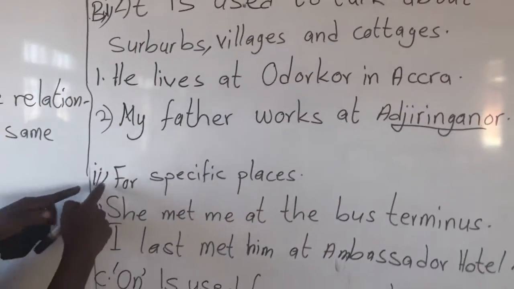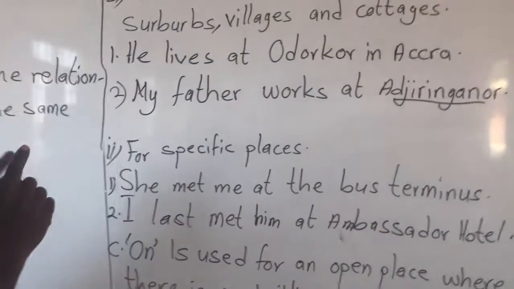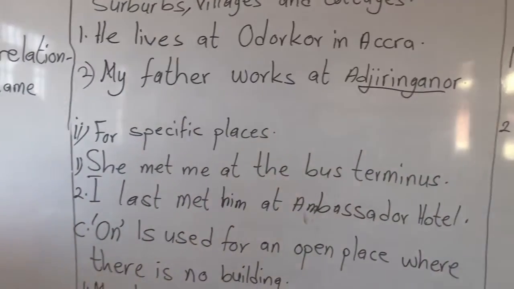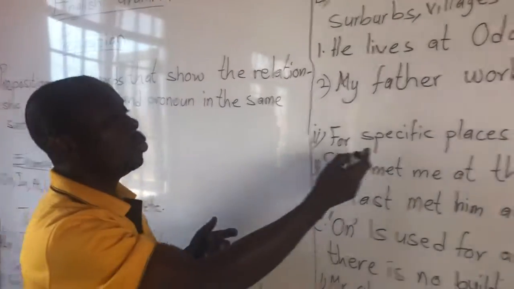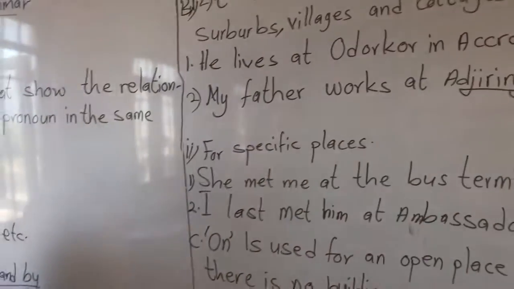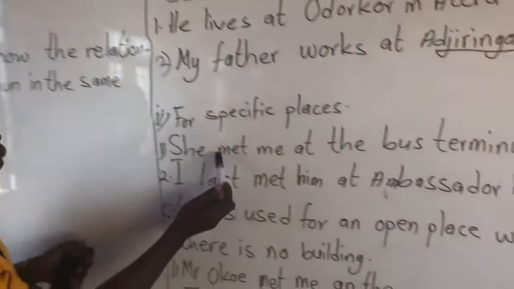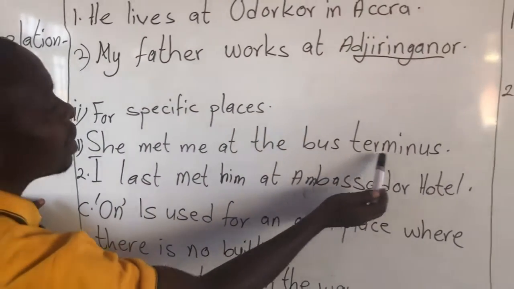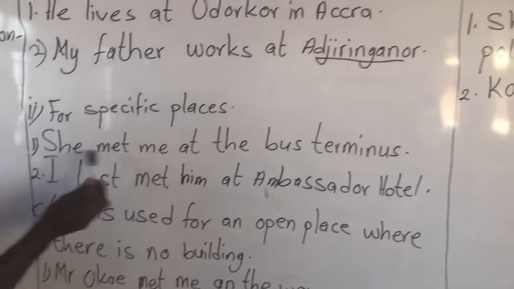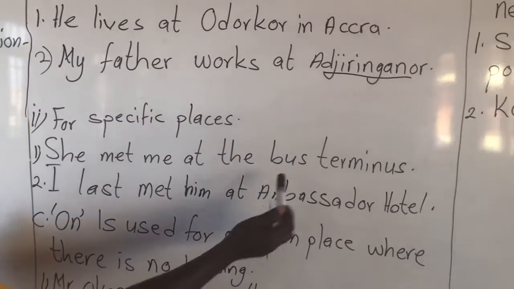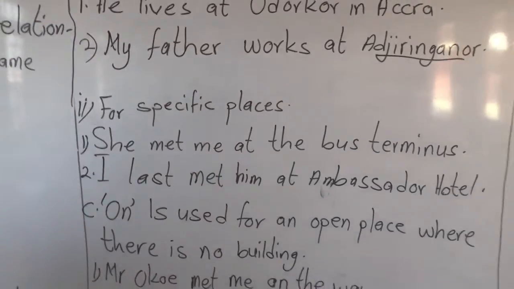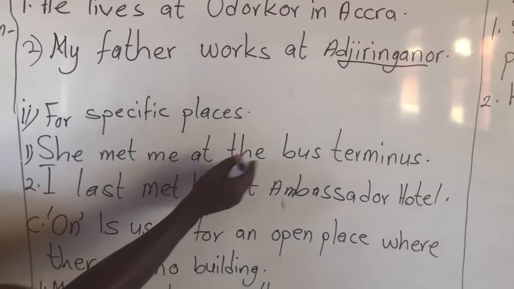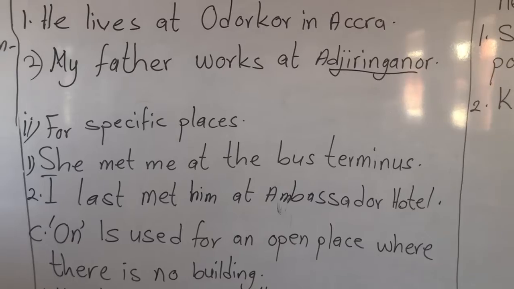At is also used when we are talking about specific places. For example, she met me at the bus terminus. The bus terminus is what? A specific place. So she met me at the bus terminus.